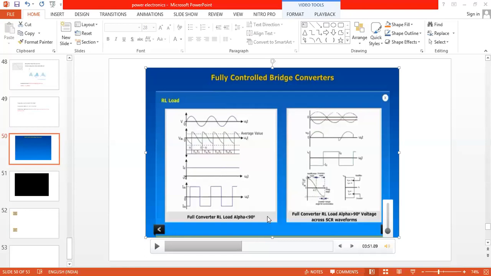Okay, now the slide is visible to all of you. Can any student confirm, please? Visible, sir. Visible, right? So these graphs I will try to explain.